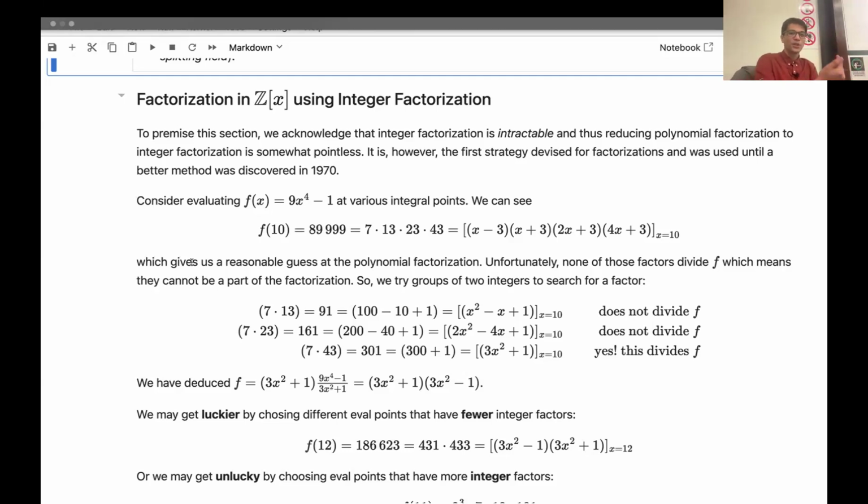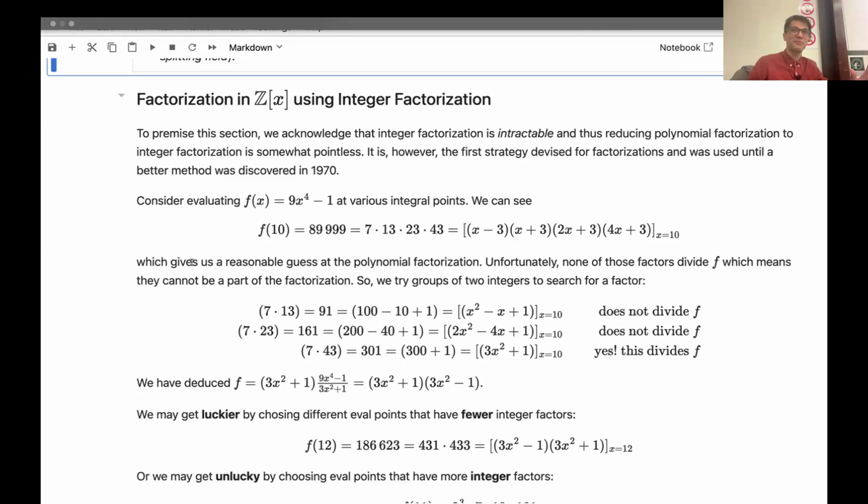It's kind of cute. We want to factor 9x^4 minus 1. We want to separate that into irreducible polynomials in Z[x]. Something that's easy that a computer can do is evaluate a polynomial. If I take 9x^4 minus 1 and evaluate that at x equals 10, you get back the number 89,999. If we presume that we can factor integers, then we know f(10) is equal to 7 times 13 times 23 times 43. Okay, so that would have potentially come from 4 factors.